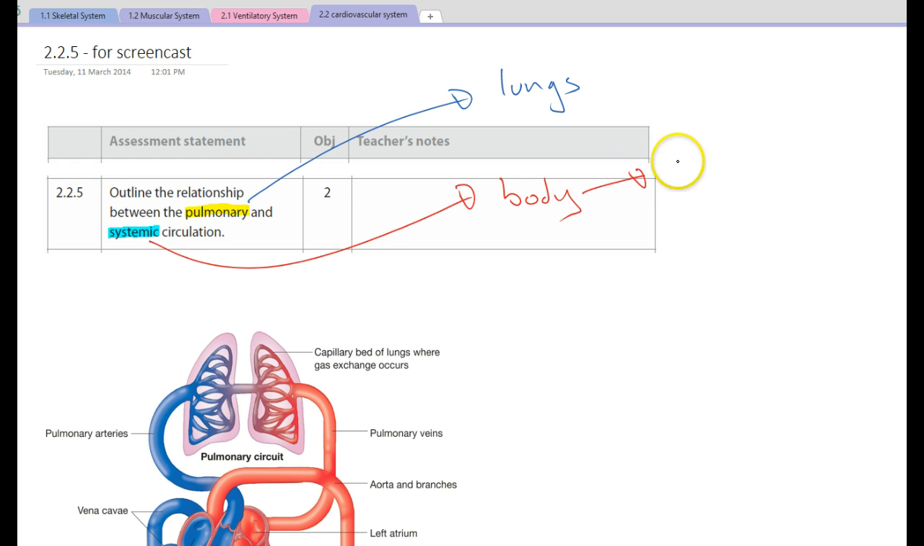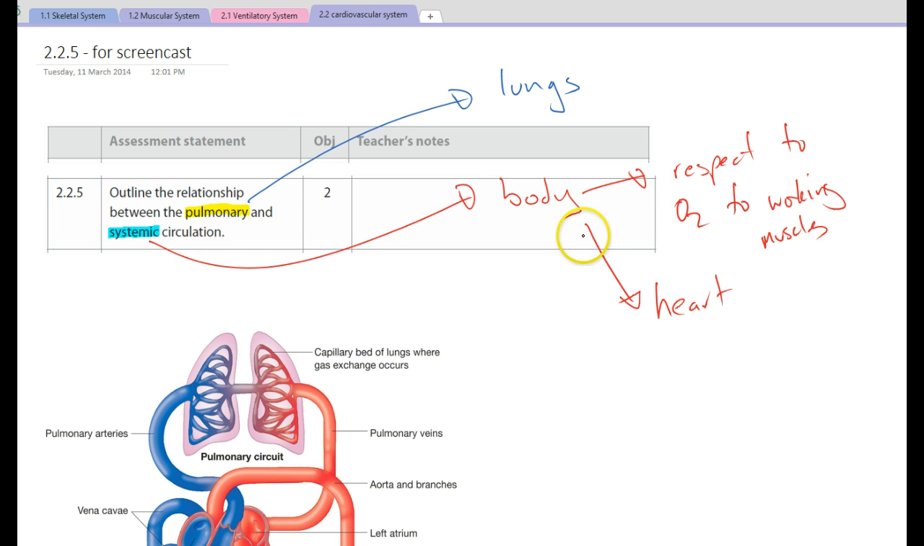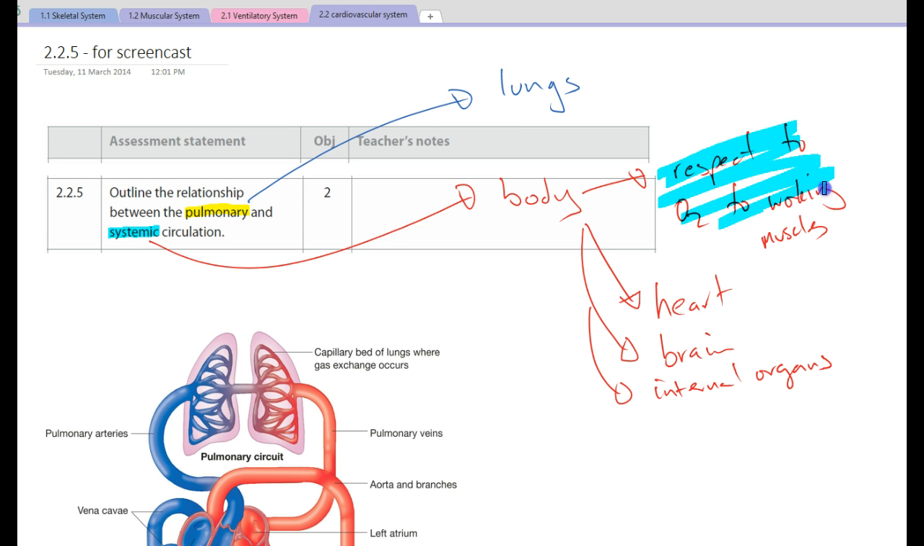And we normally look with respect to oxygen delivery to working muscles. However, we're obviously also going to have it with delivery to the heart itself, coronary arteries, brain and other internal organs. However, as I said, we will tend to look at it with respect to oxygen delivery to our working muscles.